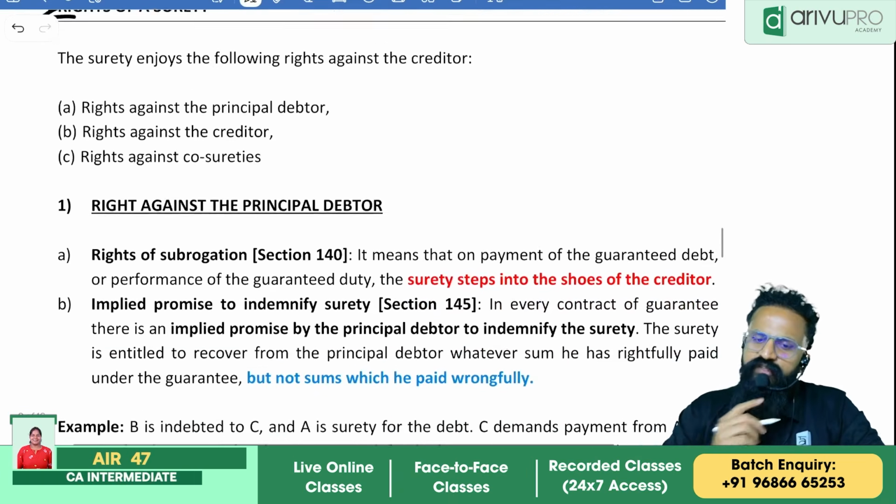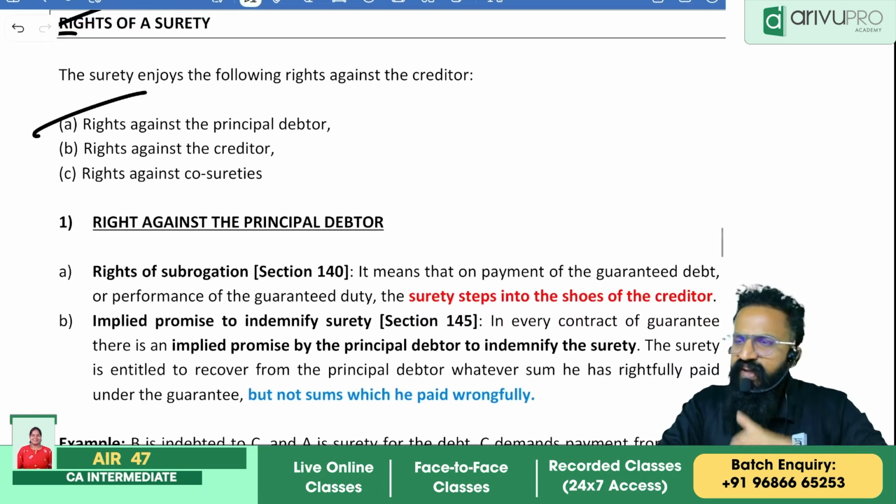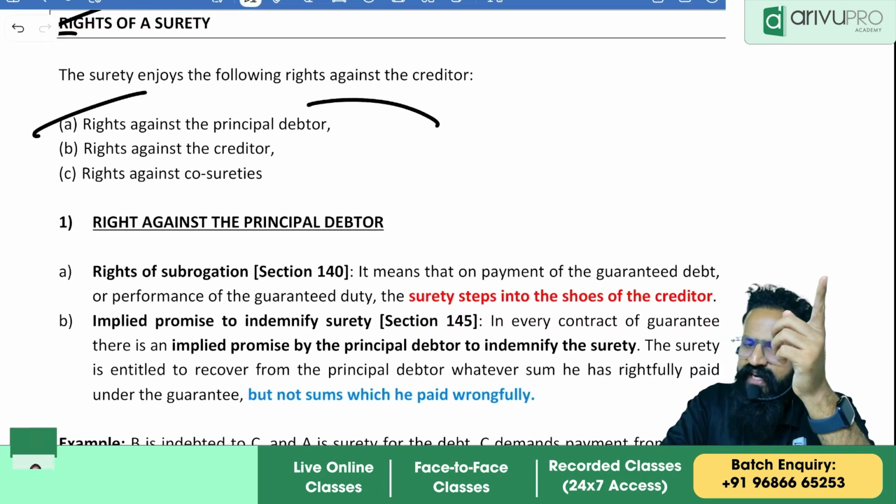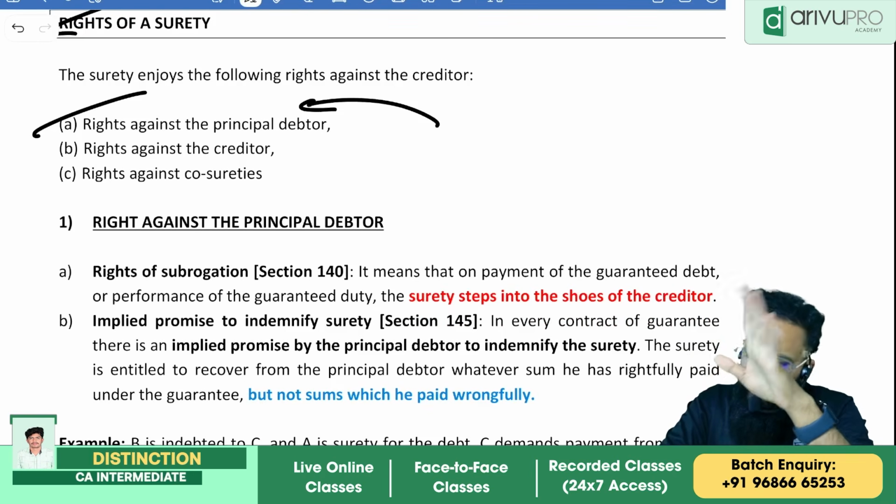Next one is rights of a surety. Against the principal debtor, if I have paid any money on behalf of you, I have a right to recover it. This is what is called the right of subrogation.